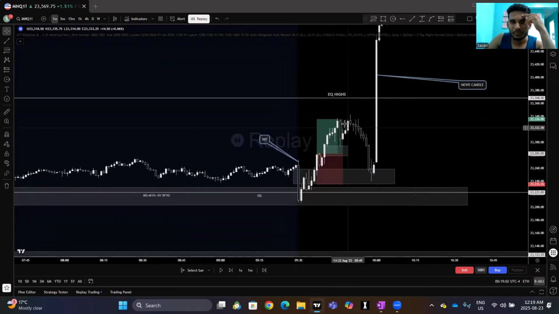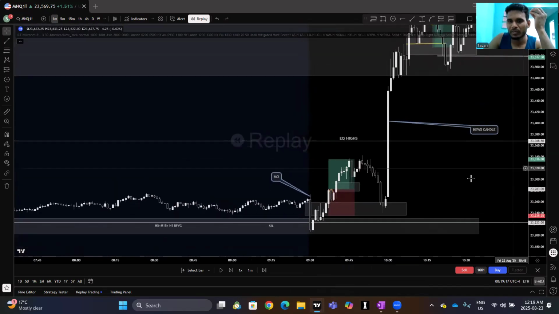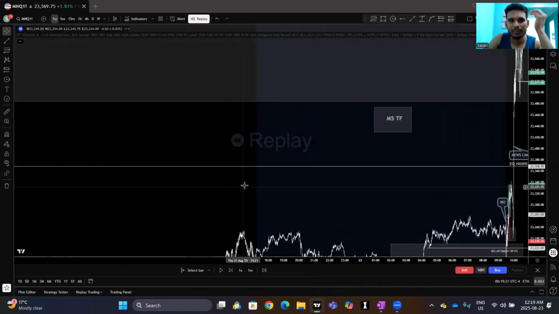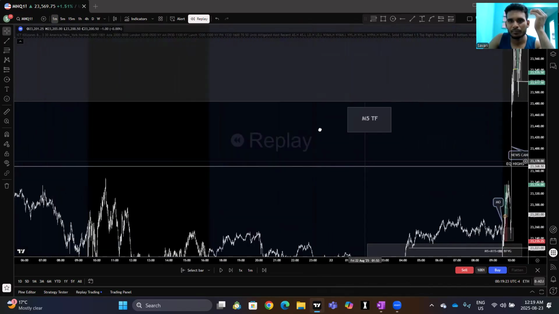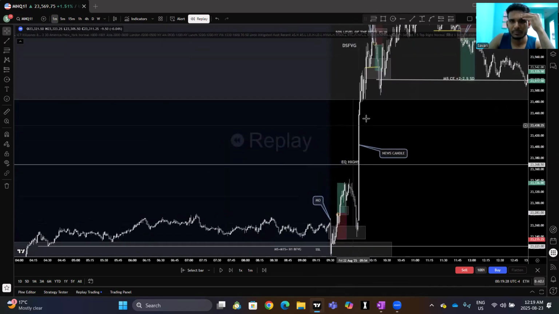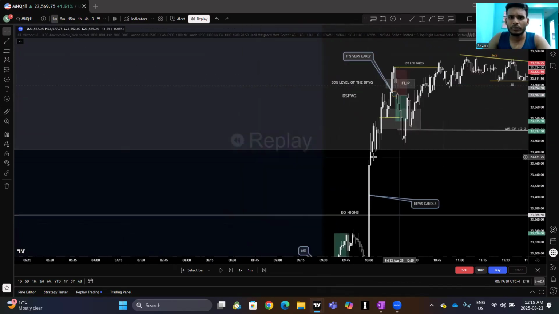Then what happened next? After that, it came down, tapped this fair value gap, swept, and came all the way down. This flipped the initial fair value gap, the first print of a fair value gap that got inversed, holding the price and pushing higher. After 10 o'clock, it was a very big move. It cleared out the previous day session highs, a big displacement towards the upside, going all the way up.